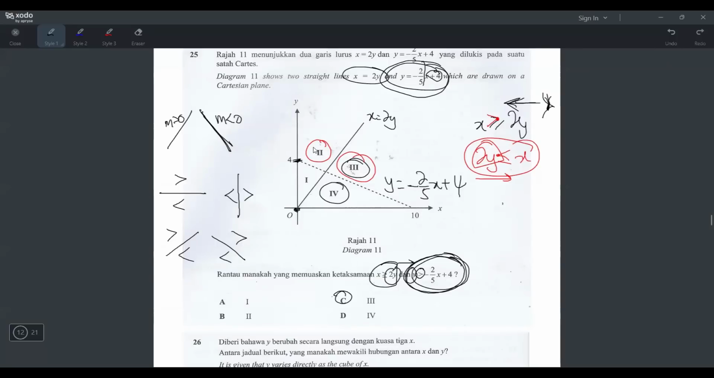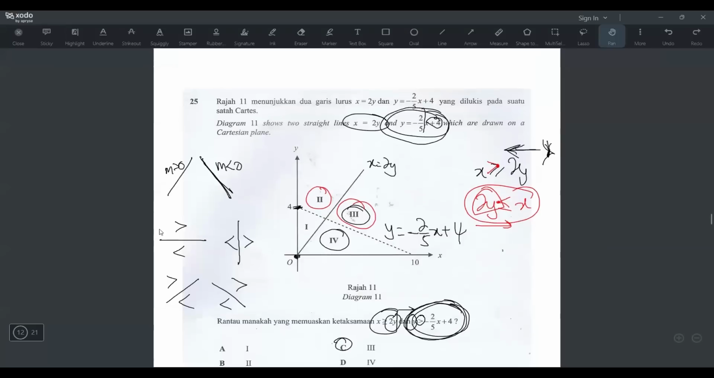2 cannot, because 2 only satisfies one of the inequalities. 4 also cannot, because it also only satisfies one. The other one cannot either, because it doesn't satisfy any of the inequalities. You have to choose the one that satisfies all the inequalities. In this case there are 2 inequalities, so the only region that satisfies both inequalities is this region right here, the 3. Okay, done.